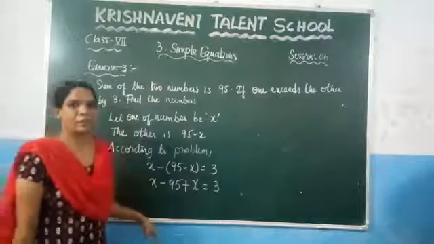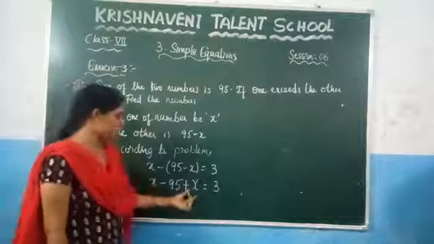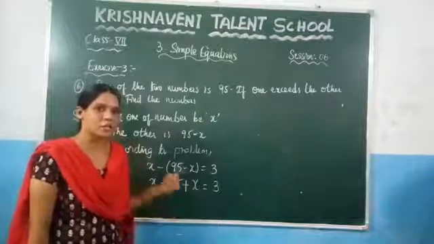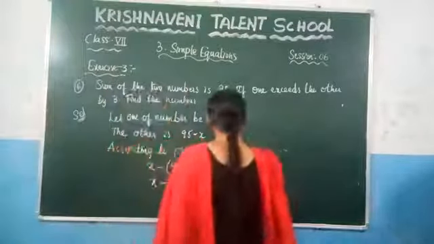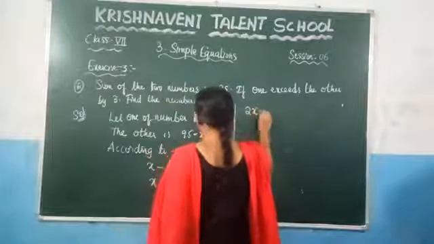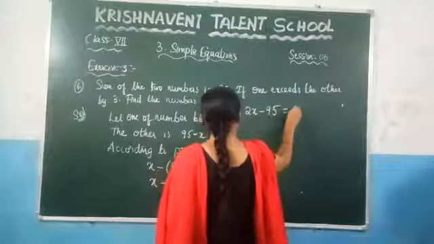Now add the variables. So here, what is the value of x plus x? How many times are we adding x? 2 times, x plus x. So write it here 2x. So what you are getting here? 2x minus 95 is equal to 3.